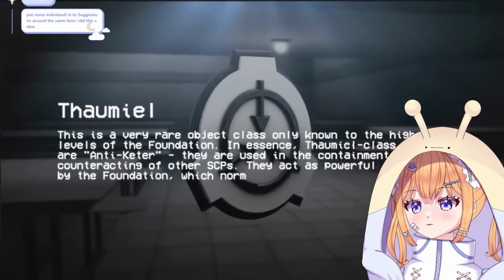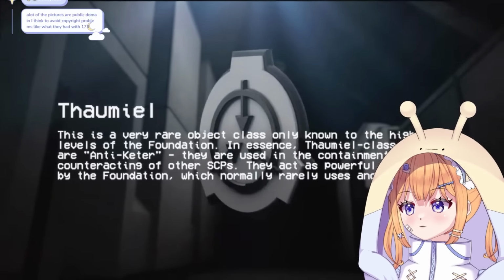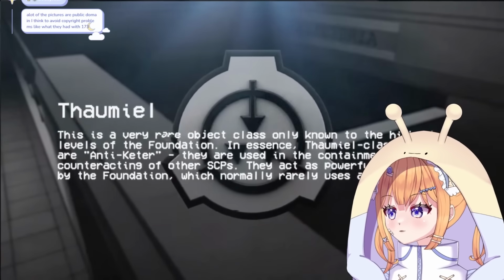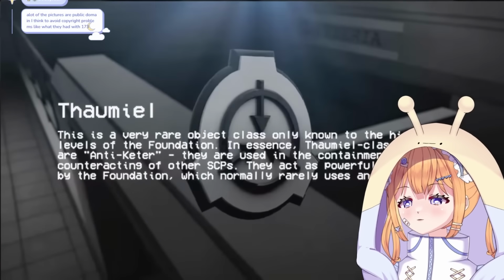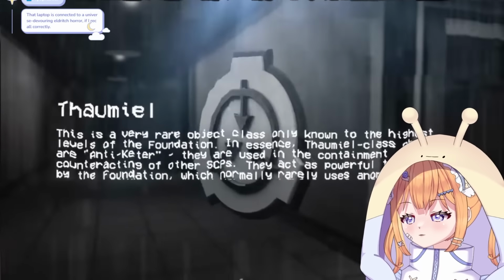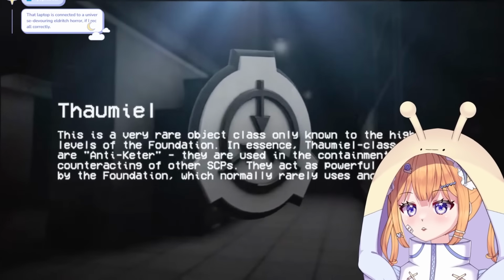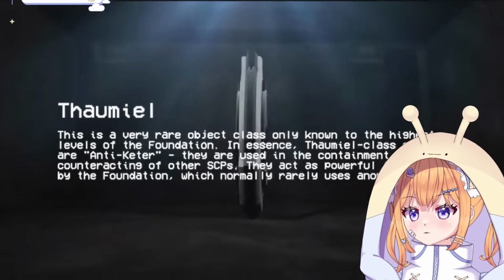Thaumiel. This is a very rare object class only known to the highest levels of the Foundation. In essence, Thaumiel class objects are anti-Keter. They are used in the containment or counteracting of other SCPs. They act as powerful tools to be used by the Foundation, which normally rarely uses anomalies.